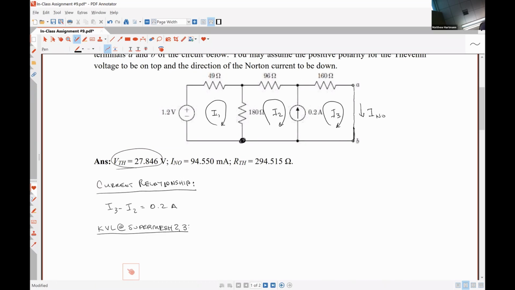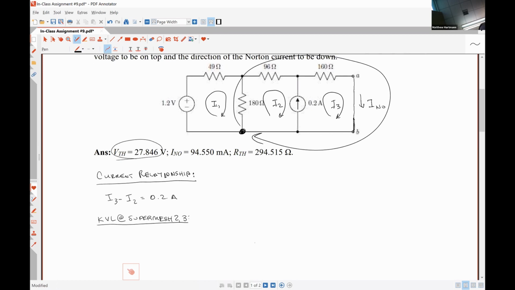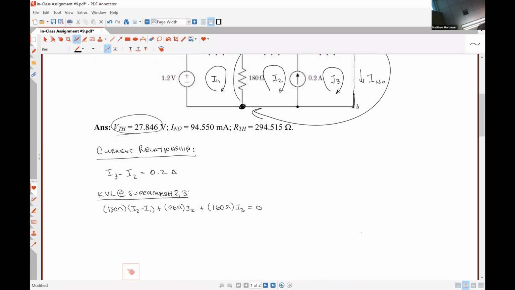So starting from this bottom left-hand corner and following the mesh around this loop, what are we going to have? 180 times (I2 minus I1) plus 96 I2. All right, great so far. Plus 160 I3 is equal to 0. All right, that is great. So now we have our mesh 1 to take care of, and we'll have our 3 equations.